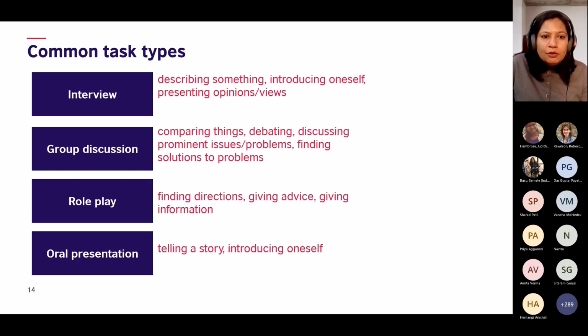And oral presentations could be, that's pretty unlimited. You can do a lot with one-way presentation, a range of topics or a range of issues that can be discussed. Telling a story, introducing oneself, again, come under this. So I think, if you look at these task types, it's pretty clear that they seem like activities that we do generally when practicing language skills in the classroom, right? There is not much difference. We also use interviews and group discussions when we are teaching a language point.